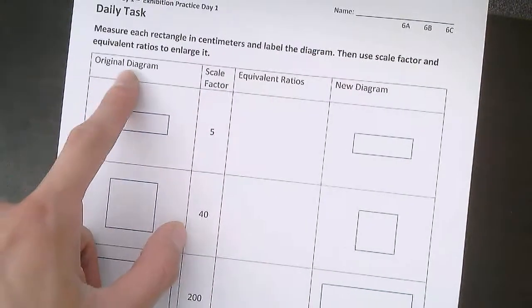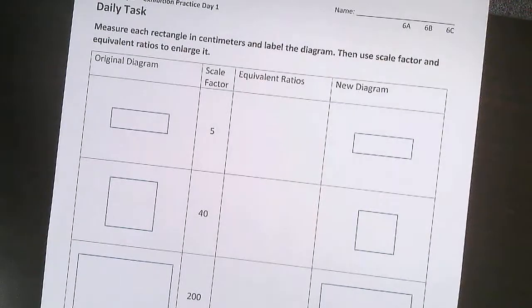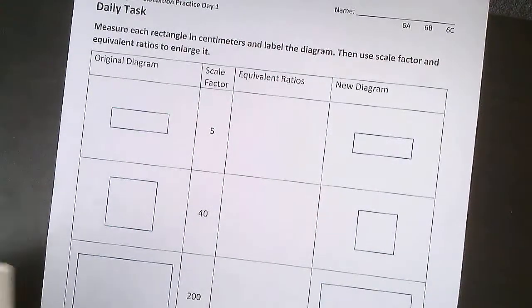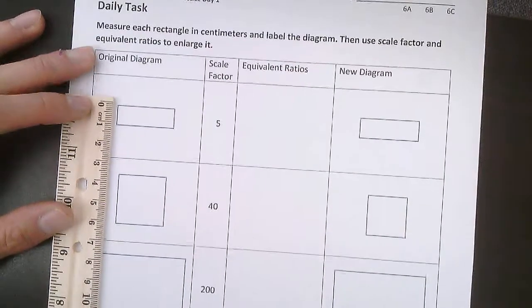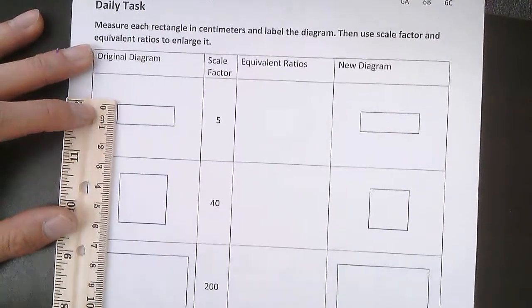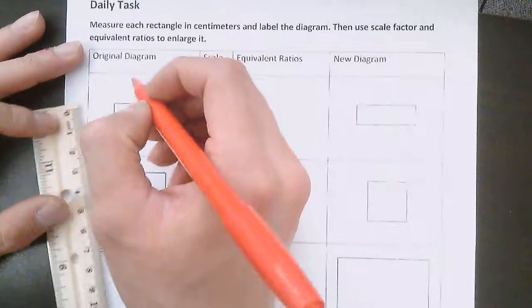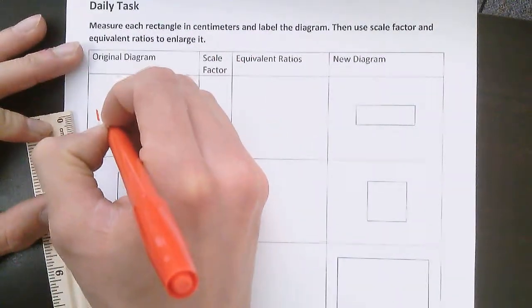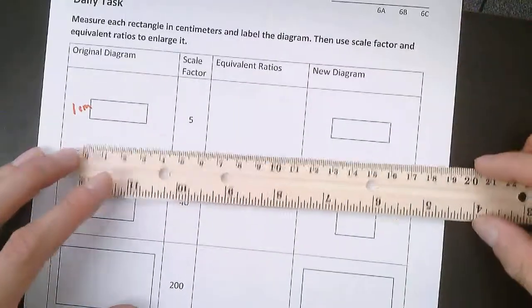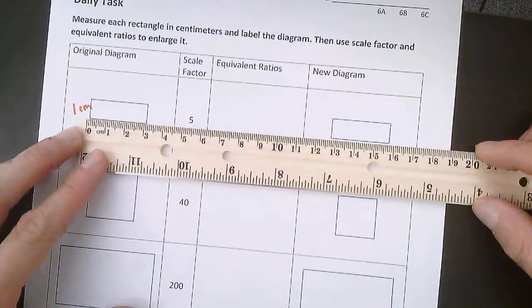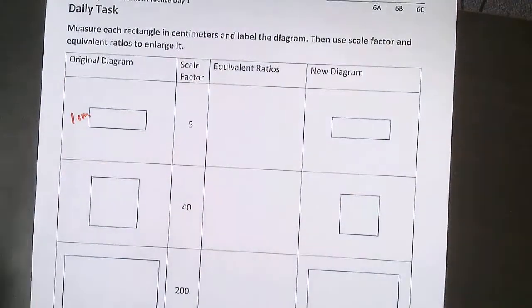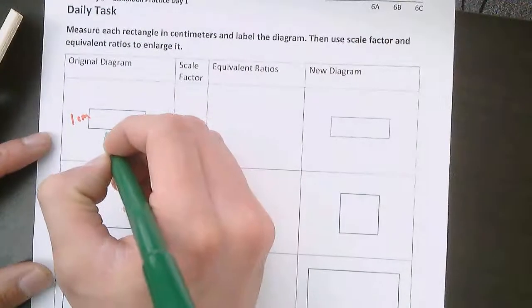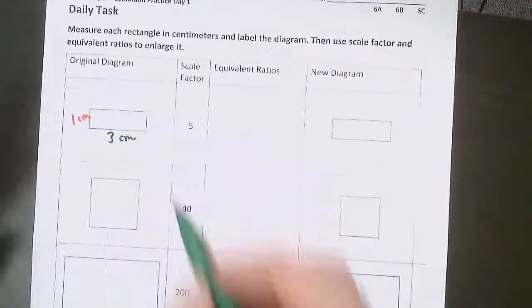Example. Here's the original diagram. Let's use a ruler to measure it. So this side we're going to use centimeters. It is 1 centimeter. So this is 1 centimeter. And then on this side, it is 1, 2, 3 centimeters this way. So like this, 3 centimeters.